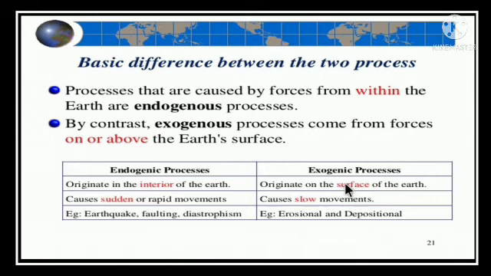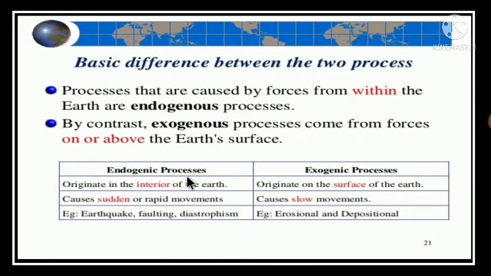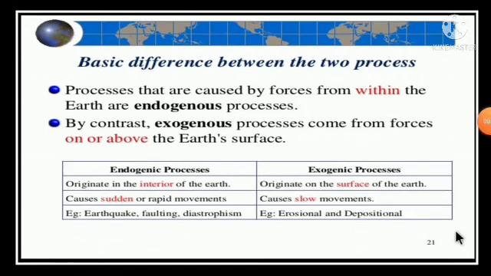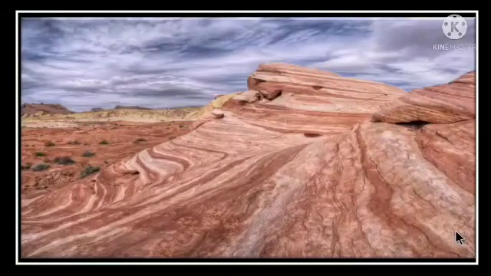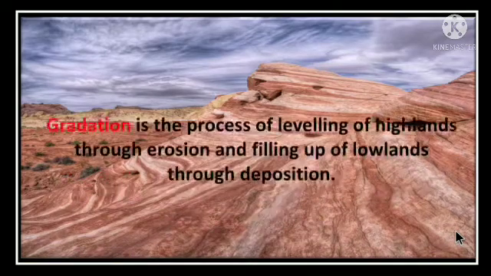Endogenic processes cause sudden or rapid movements, whereas exogenic processes cause slow movements. Some examples of endogenic processes are earthquakes, faulting, etc. And some examples of exogenic processes are erosional and depositional. Now, let's see the three main processes involved in the formation of landforms.